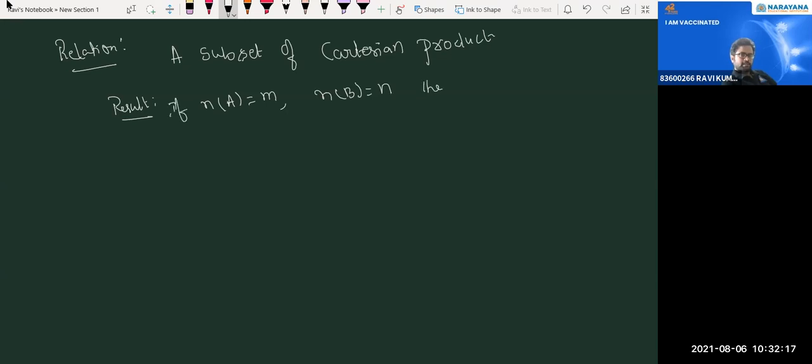Then the number of relations from A to B is 2 power m into 2 power n.